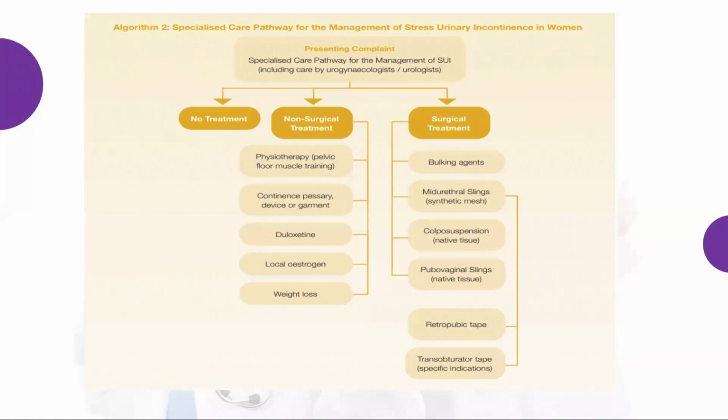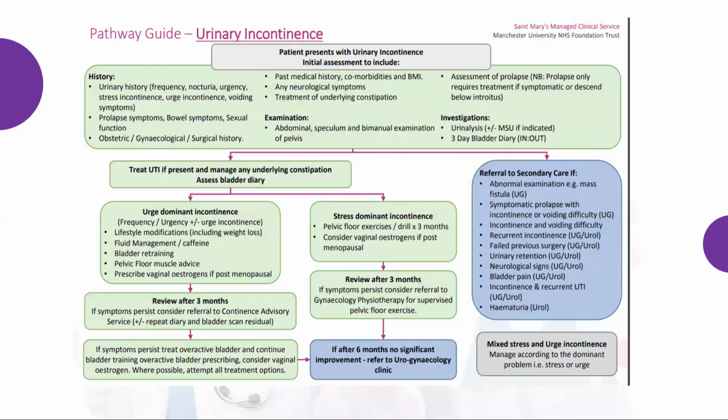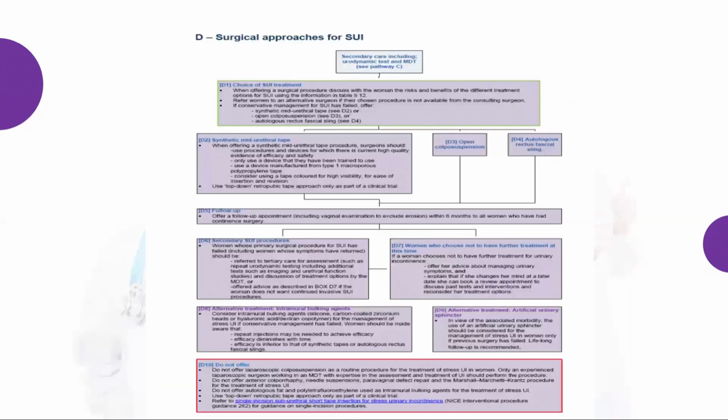Okay, so you can see here the surgical approaches. Let's go through this slide. What we have is the choice of stress urinary incontinence treatment. As we said earlier, you have to discuss with the patient the risk and benefit of each procedure, and refer women to an alternative surgeon if they choose a procedure that is not available with you. Then if conservative management has failed, you either perform a tape, an open colposuspension, or an autologous rectus fascial sling. So as I said, there are different types of slings or mesh available.